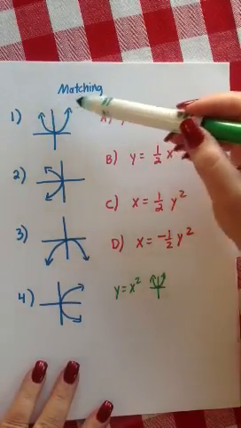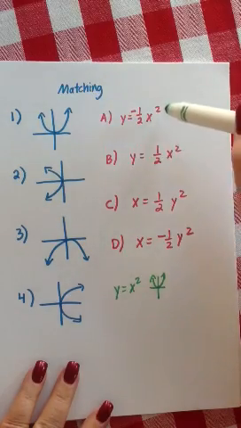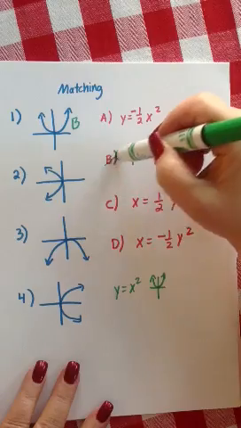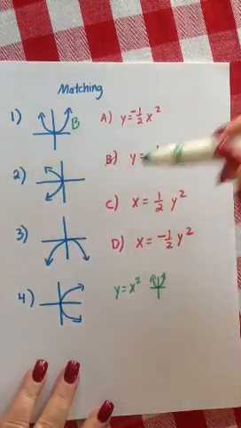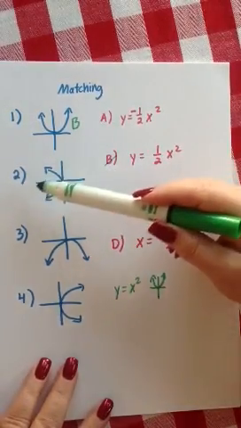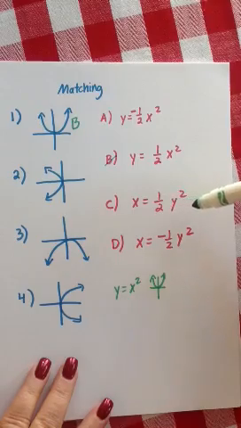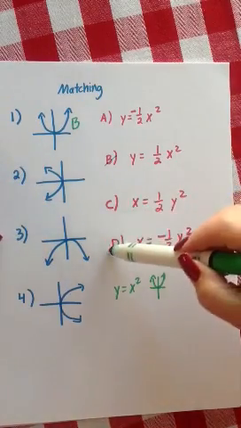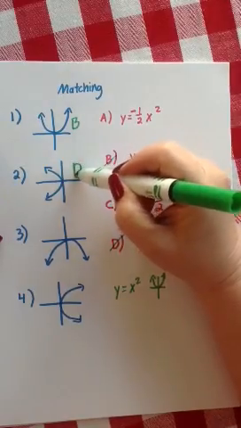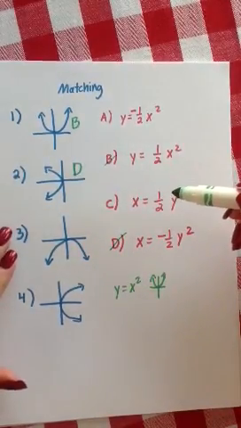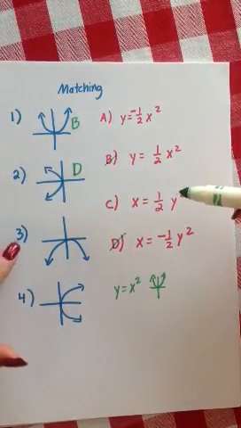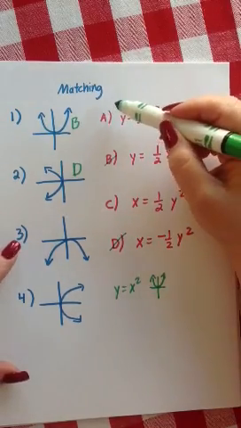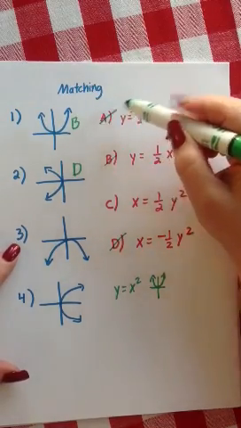So number one, the parabola opens upward, and so the x has to be squared and it has to be positive, so this would be b, because 1/2 x squared. Number two, it opens to the left, so the y is squared, so it's either c or d. Since it opens to the left, that'll be negative, so this one would be d. This parabola opens downward, and so if it opens up or down, the x is squared, and if it's negative, then it would be a here, negative 1/2 x squared.